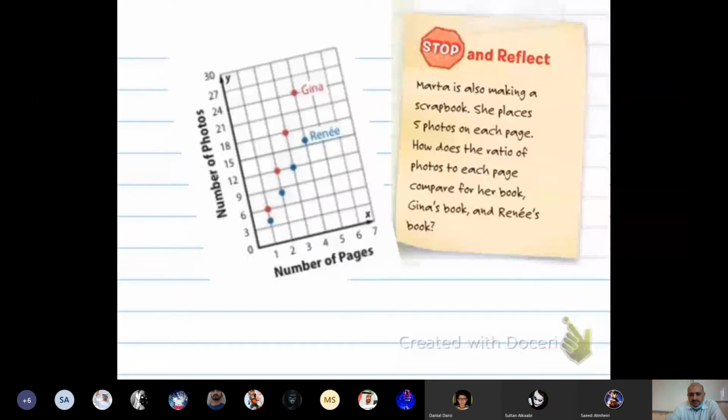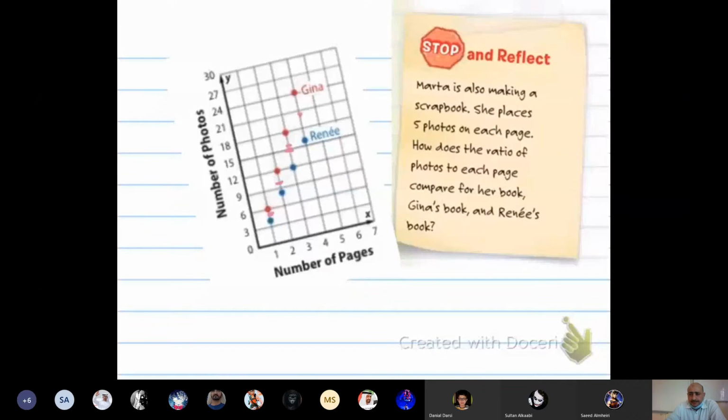It says Marta is also making a scrapbook, and she places 5 photos on each page. How does the ratio of photos to each page compare for her book, Gina's book, and Renee's book? So if she's doing 1 to 5, then her lines, and I'm going to use a different color here, for 1, it's going to be 5. It's going to actually be in the middle here between those two. And then for 2 books, it would be 10, right? So it would be right here. And then for 3 books, it would be 15. So it would be right here. And for 4 books, it would be 20. So it would be like right here.